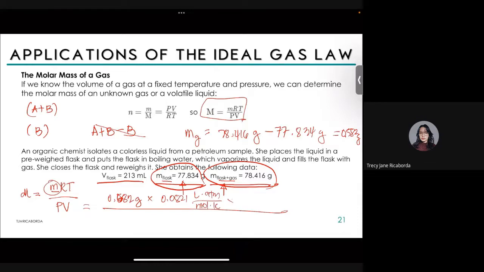Paano natin malalaman yung temperature? Sinabi dito, pre-weighed flask puts the flask in boiling water. Now, water boils at 100 degrees Celsius. Convert 100 degrees Celsius into Kelvin. So that's 373.15 Kelvin all over. Sabihin natin, wala kasing binigay na pressure, right? Now, for the purpose of this example, sabihin natin the pressure was 0.992 atm.